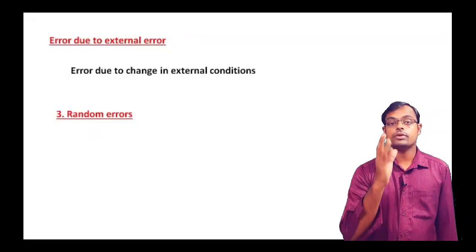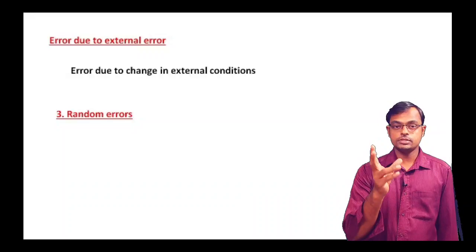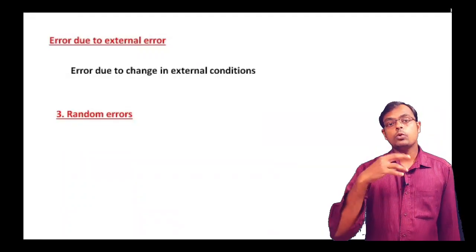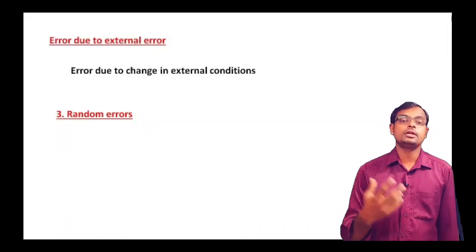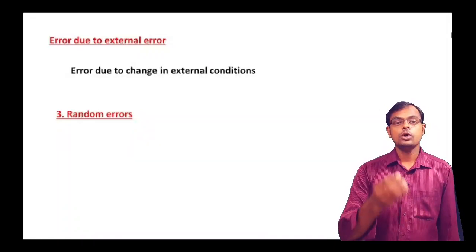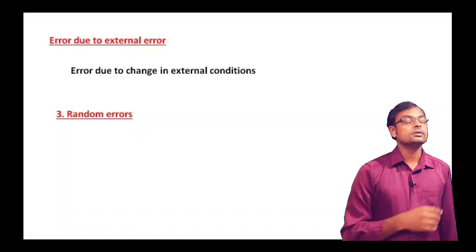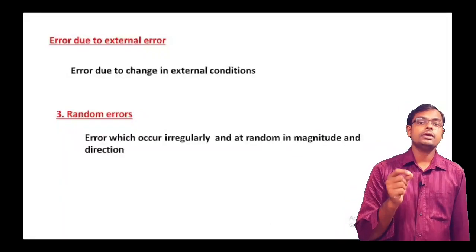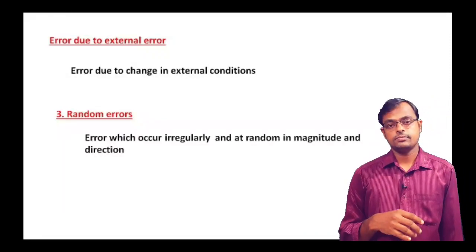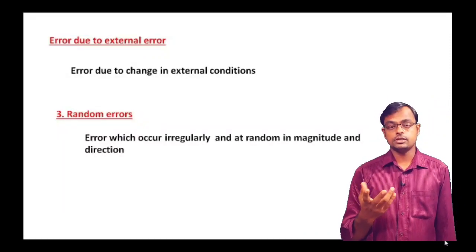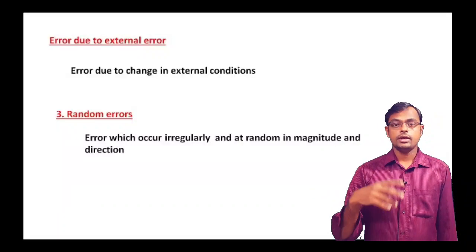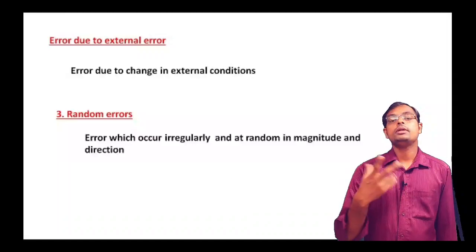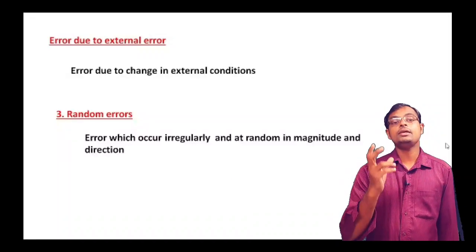Now let's move to the next one, called random error. What is the meaning of random? It is not always the same, it is changing. While you are taking readings, there will always be a slight change in each reading. So what is meant by random error? Errors which occur irregularly and at random in magnitude and direction, that may be either positive or negative. How can you avoid this random error? Take many readings and find the mean value.